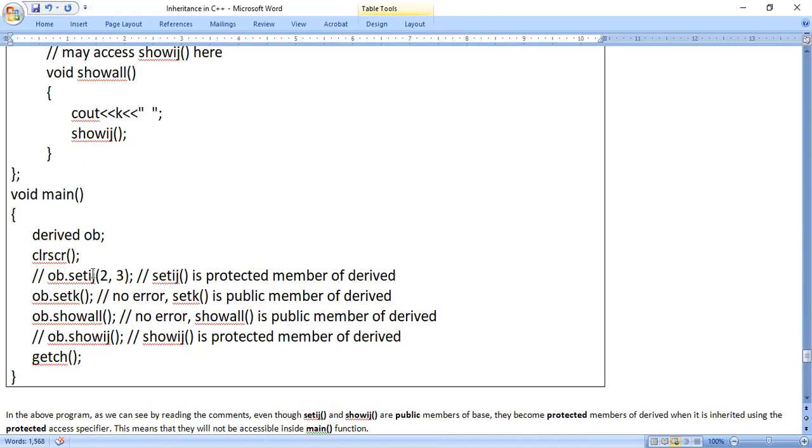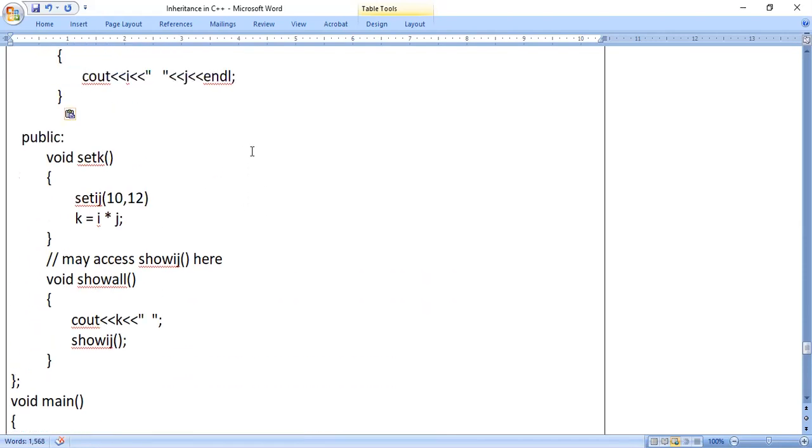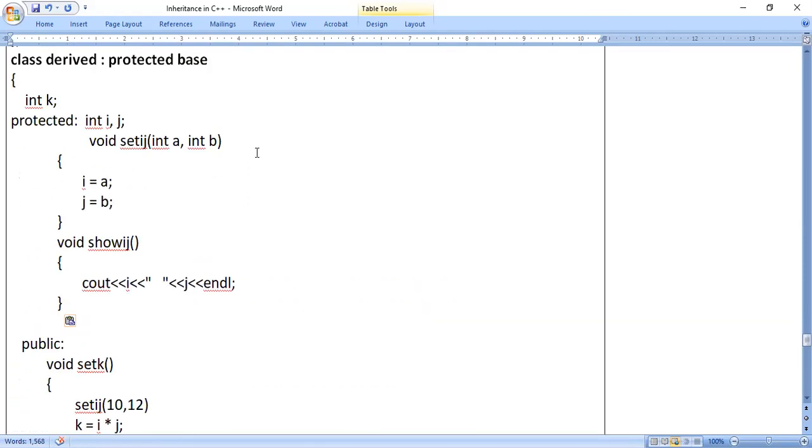Okay, set ij is the function of the base class. ob is the object of the derived class. So can we access it like this? First question: the object belongs to one class and the function belongs to a different class. Can we access it or not? Now we will see what happened after inheritance.